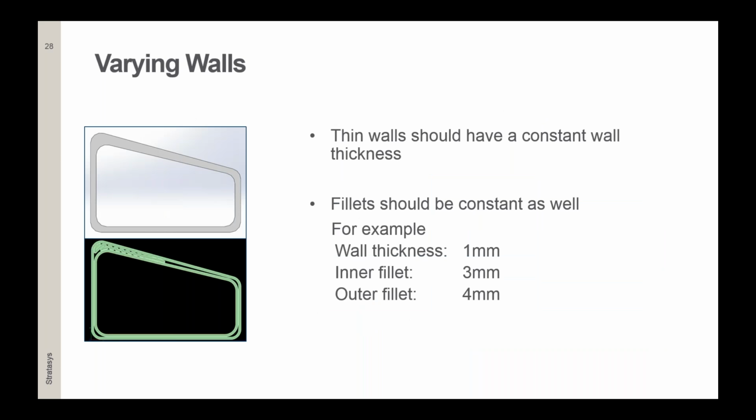The same rules apply to varying wall thickness along the X and Y plane. So when using fillets, adjustment of the inner and outer fillet to keep the wall thickness constant is recommended. For example, in this example, we have varying wall thickness, and to correct it, we have one wall thickness of 1 millimeter. We use an inner fillet of 3 millimeters, so we would like to have an outer fillet of 4 millimeters.